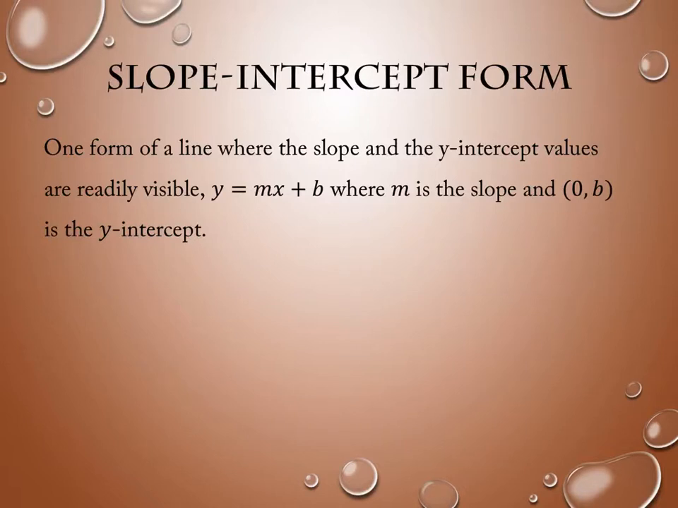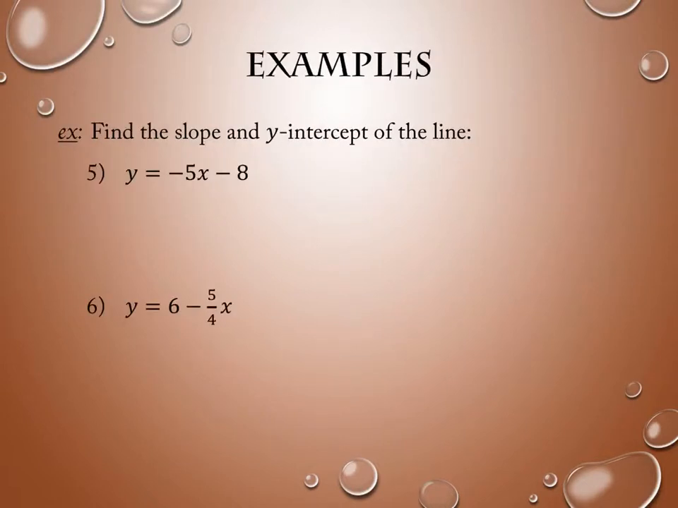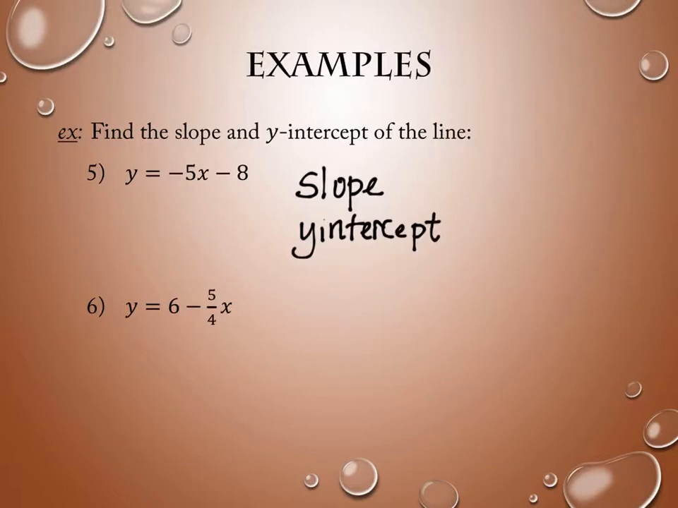Okay, does everybody have everything written at this point on this slide? Okay, so number 5 says y = -5x - 8. Is it in the y = mx + b form? Yes, it is. Good. So let's just identify the slope and the y-intercept, which is what the question asks us to find. So in this form, what is the slope of this line? It is -5. You got it.